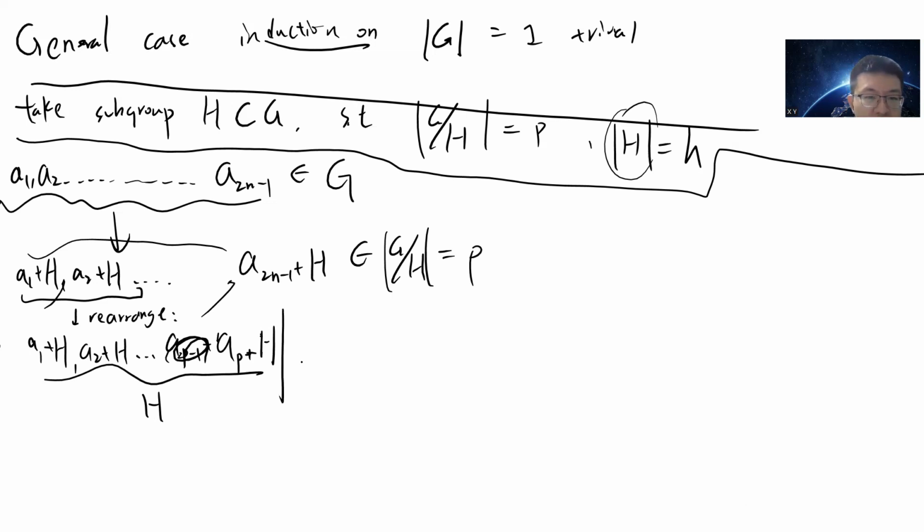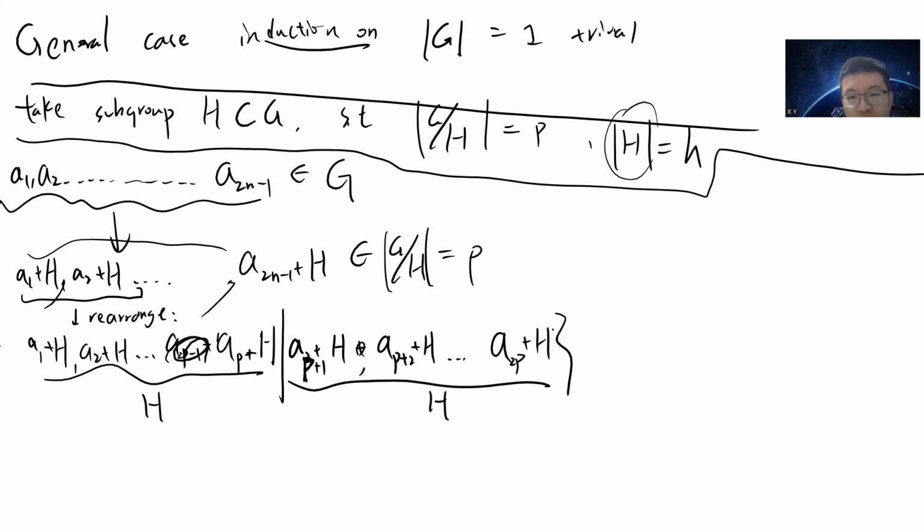I can say that the remaining is still a very long sequence, right? So I can say that there are A_{2P+1} plus H and A_{P+2} plus H up to A_{2P} plus H. Right. So all of this also sums to H. And then now the sequence is still very long, right? I can keep applying, until I get the following.